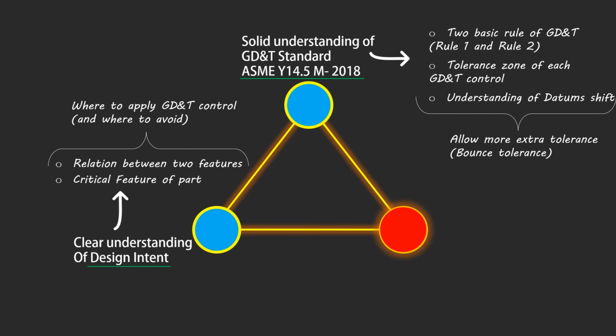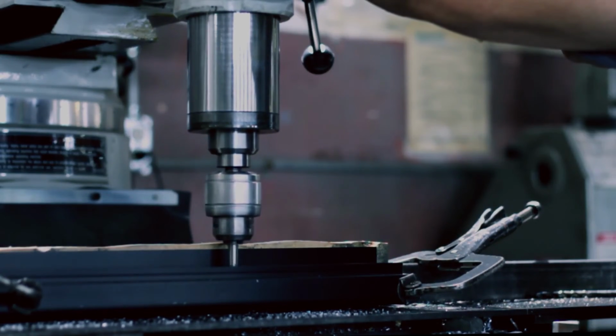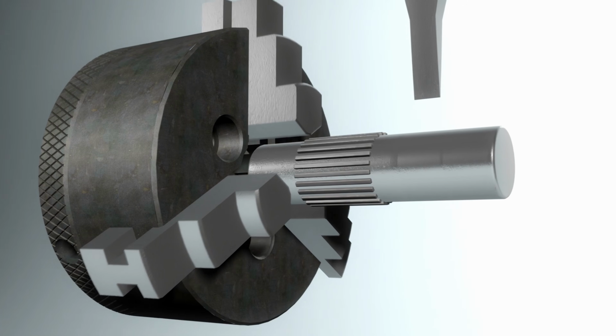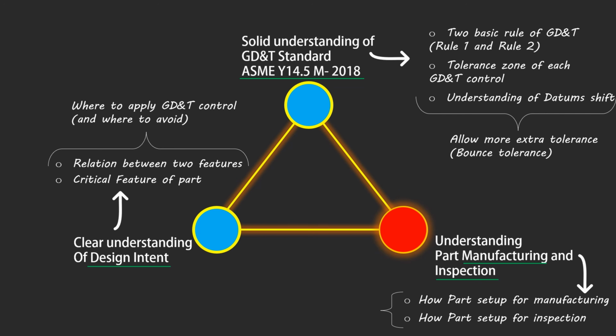So now let's move to the third skill. Understanding of how the part is to be manufactured and inspected, which means understanding of how the part is to be set up, how the part is to be set up for manufacturing on machining tools like a milling machine or lathe machine or CNC machine. And a deeper understanding of both these things makes us choose the effective datums in GD&T drawings.